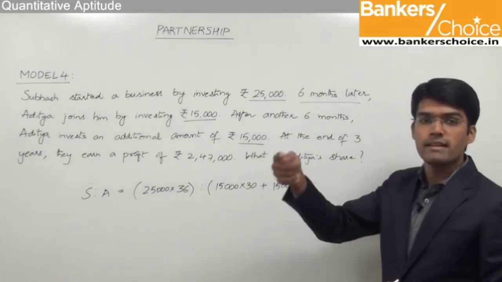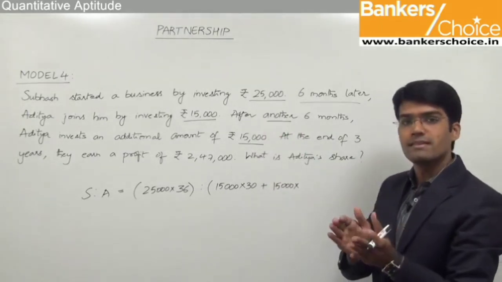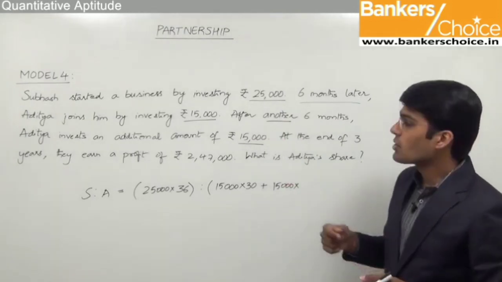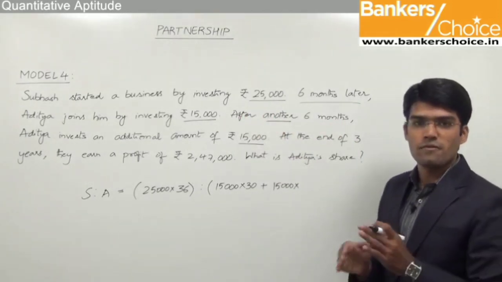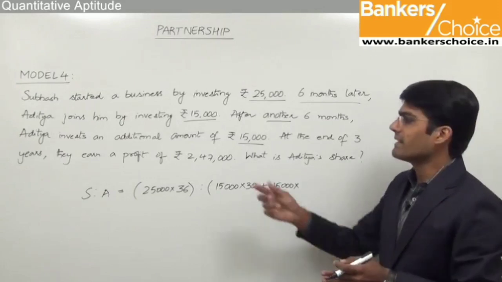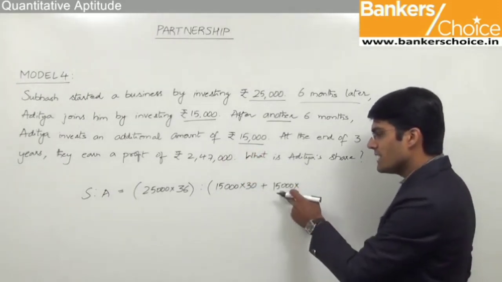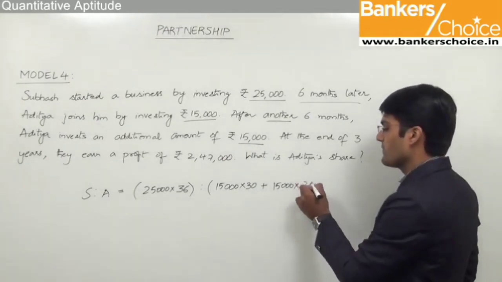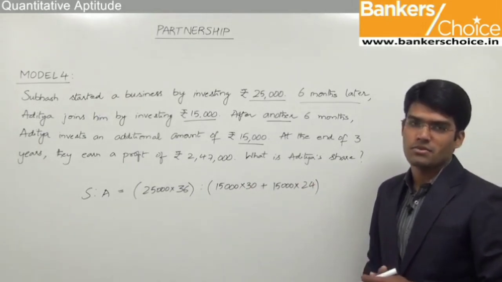And as we have already discussed in the previous question, whenever the word another is given to us, we need to consider the total gap between the first period and the second period. So already he was late by 6 months, and after another 6 months, that is a total of 12 months, he was not present, and then he invests 15,000 additional. So we can say that this 15,000 was there in the business only for the next 24 months. So this is how we can get the ratio in which Subhash and Aditya should share the profit.